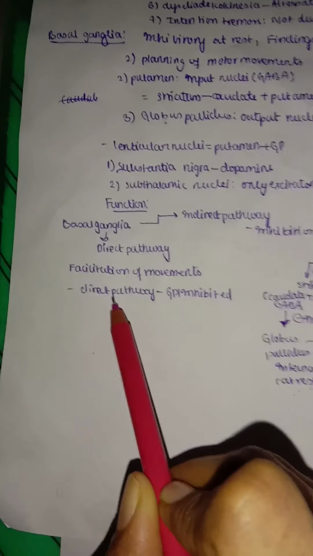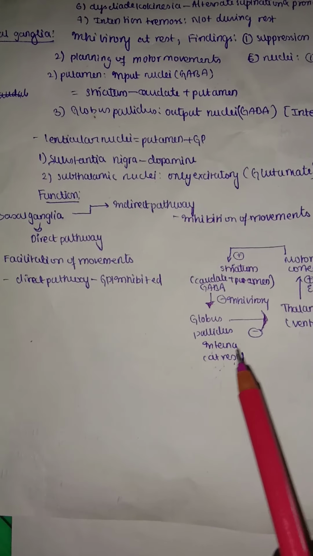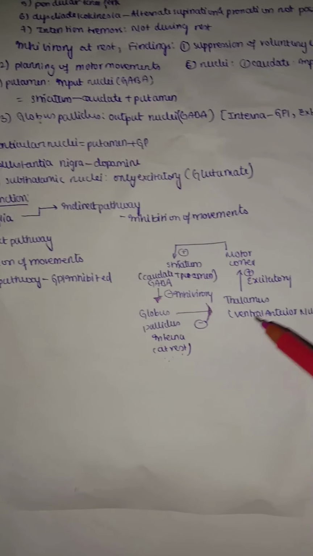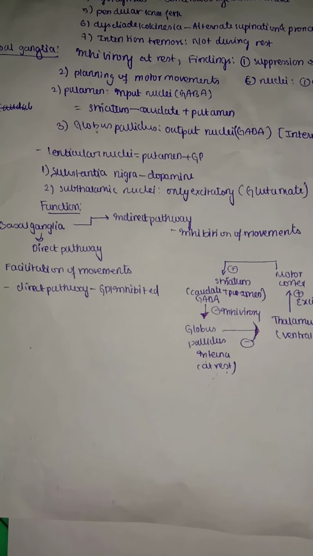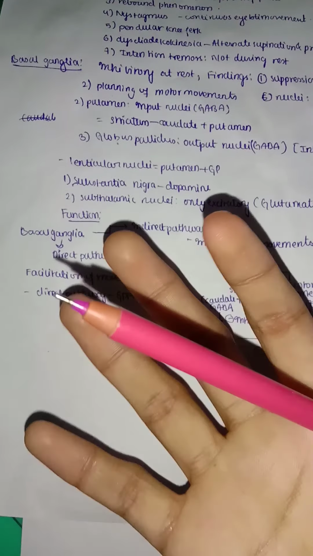So the direct pathway: GPi is inhibited. Globus pallidus interna is inhibited. If the globus pallidus interna is inhibited, this whole pathway will be inhibited. So if the whole pathway is inhibited, what does that mean? There is facilitation of movements. Movements are going on.